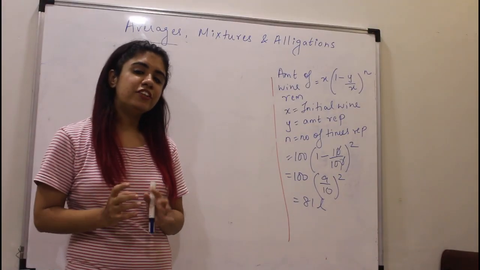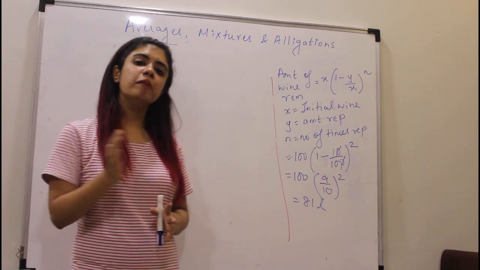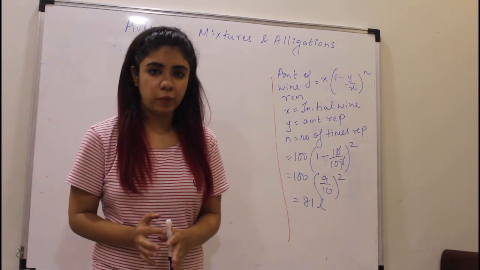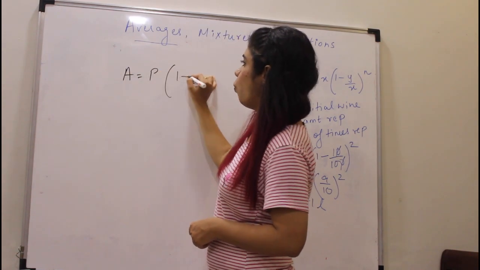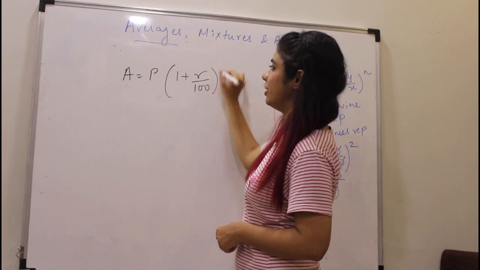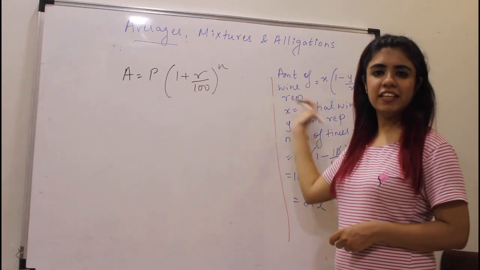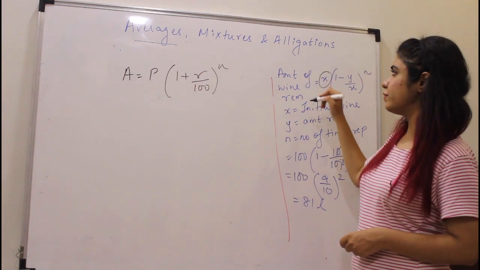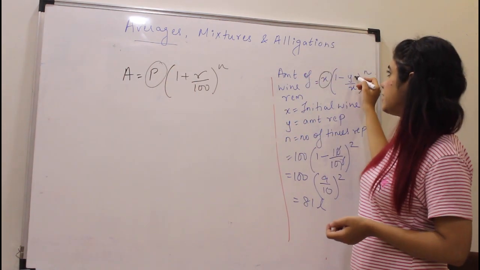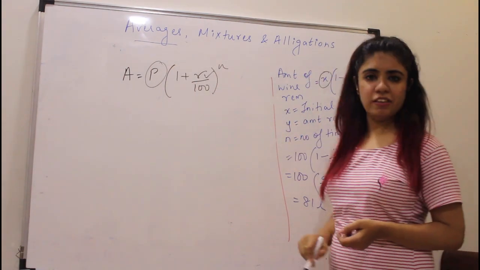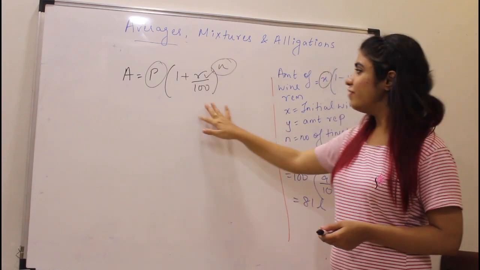Now I have a very interesting observation to make. If you have studied compound interest, to calculate the amount, we have the formula A is equal to P (1 plus R by 100) raised to N. This is your amount. If you observe, the two formulas are very similar. This is your X, which is initial wine. This is your principal, which is the initial money. This is the amount replaced. This is the rate of investment. This is the number of times replaced. This is your number of years. So they are very similar.